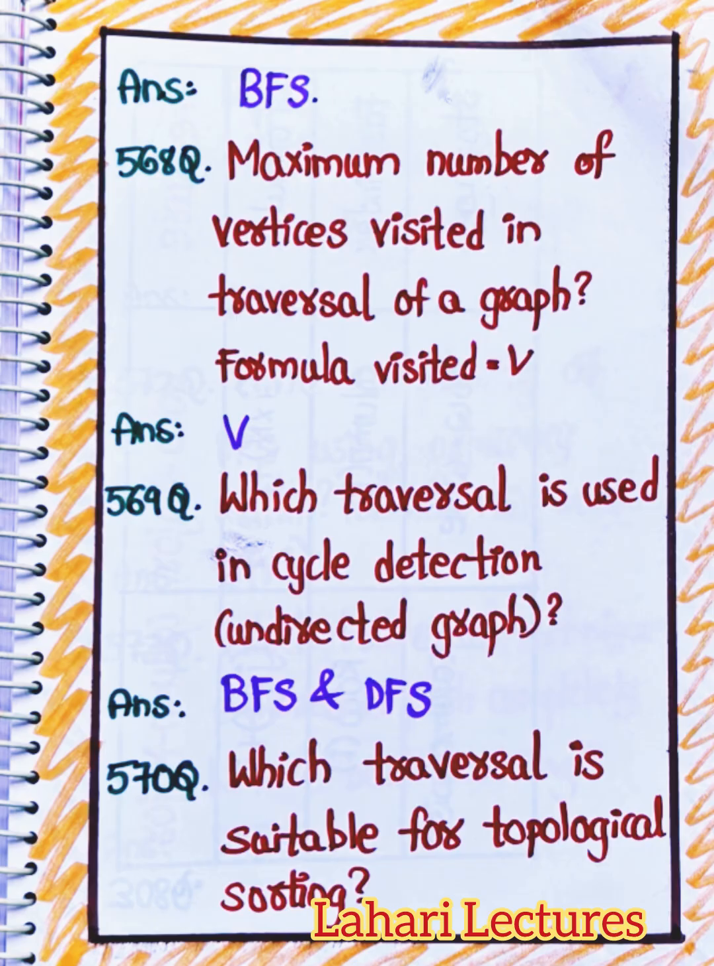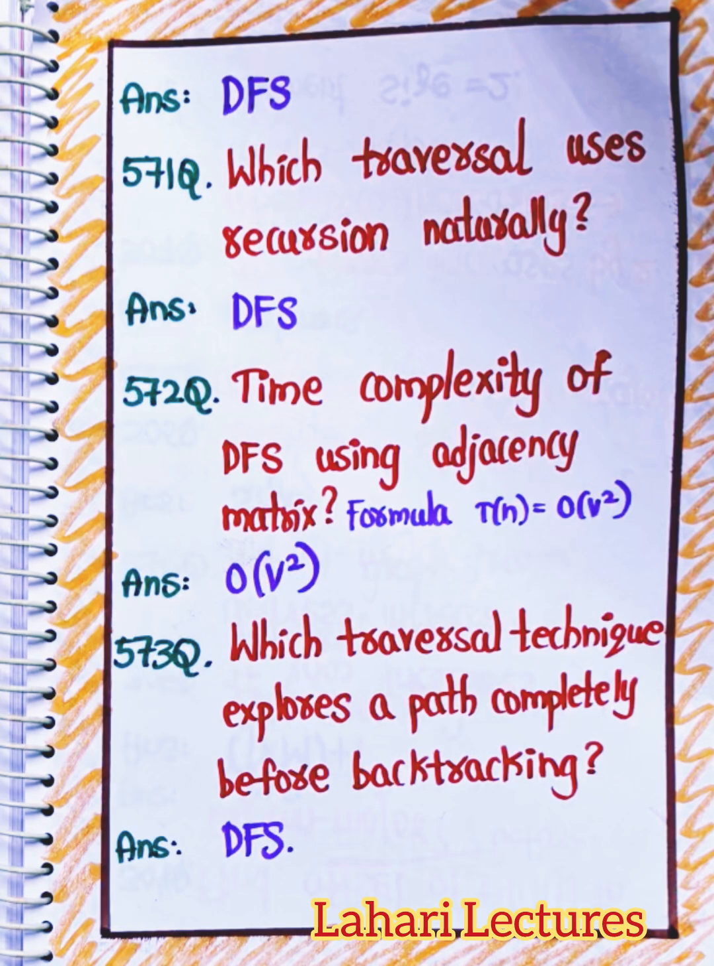Which traversal is used in cycle detection in an undirected graph? BFS and DFS. Which traversal is suitable for topological sorting? DFS. Which traversal uses recursion naturally? DFS. Time complexity of DFS using adjacency matrix. Formula: T(n) equals O of V square. So the answer is O of V square.